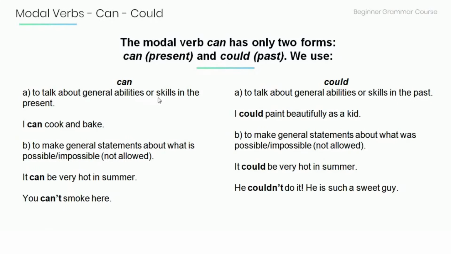General ability or skill. B, to make general statements about what is possible or impossible, not allowed. For example, it can be very hot in summer. General statement about what is possible in summer. You can't smoke here. Impossible, not allowed to smoke here.